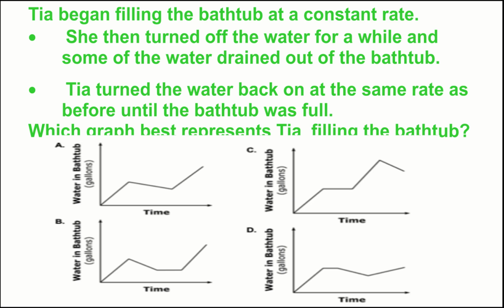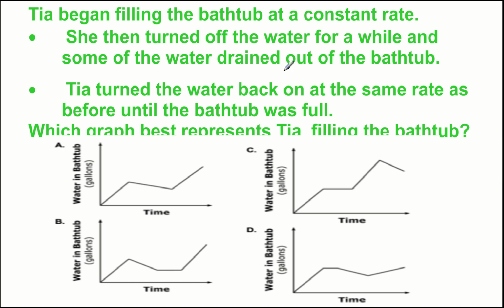So this one we got Tia is filling a bathtub at a constant rate full until the bathtub is full. A is correct.